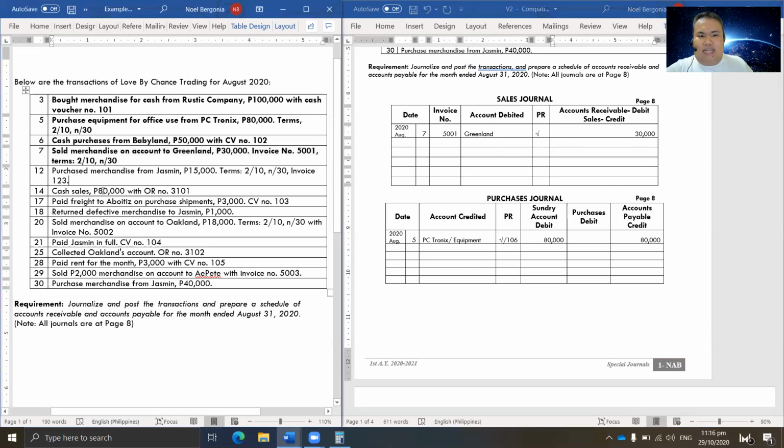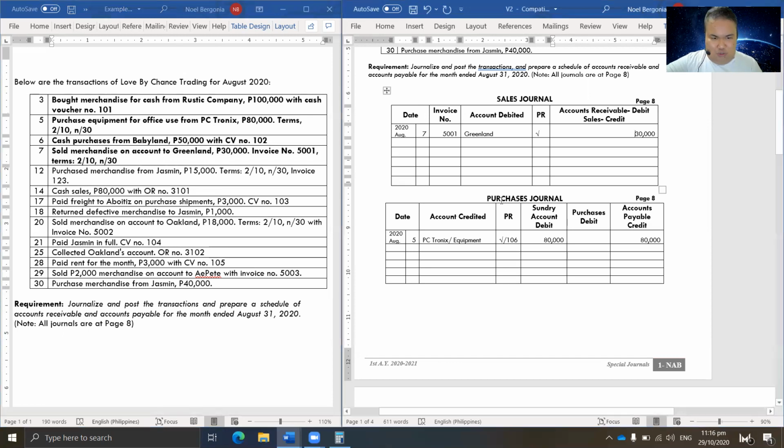Okay, so the next transaction is purchase merchandise from Jasmine. 15,000. So we are the buyer. We buy from Jasmine worth 15,000 merchandise, and it is term 2/10 and over 30. So it means it is a purchase on account with the invoice 123. Okay, so it will fall under what? Special journal? Very good. It would be on the purchases journal. Okay, because it's a purchase on account.